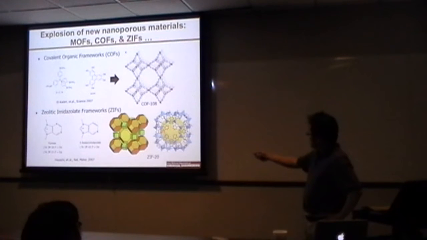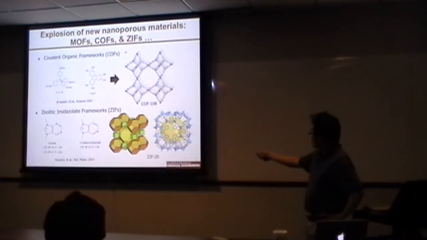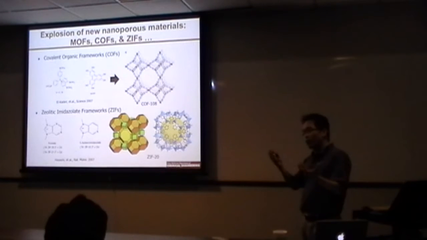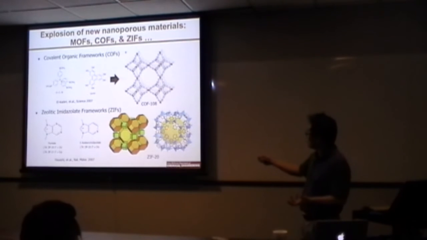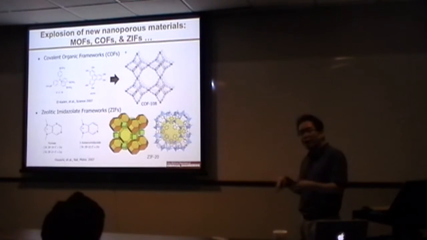Again, in this case, this window here is less than 5 angstrom. So as you might imagine, if you have a mixture of gas molecules, one is bigger than this window and one is smaller than the window. In principle, then you can separate based on size. This is called molecular sieving.